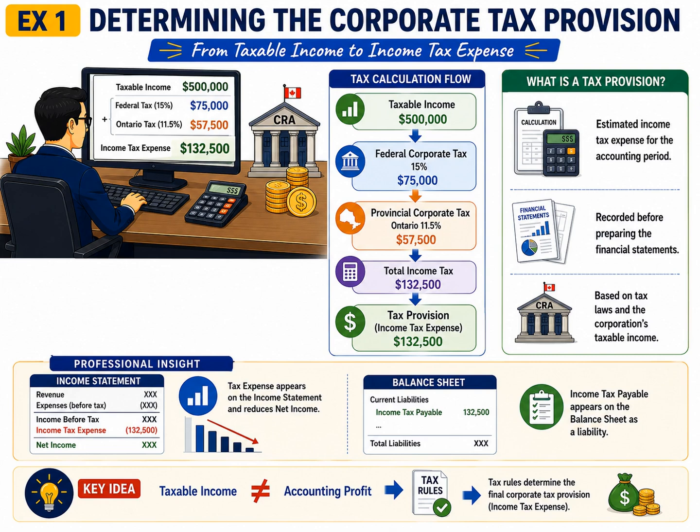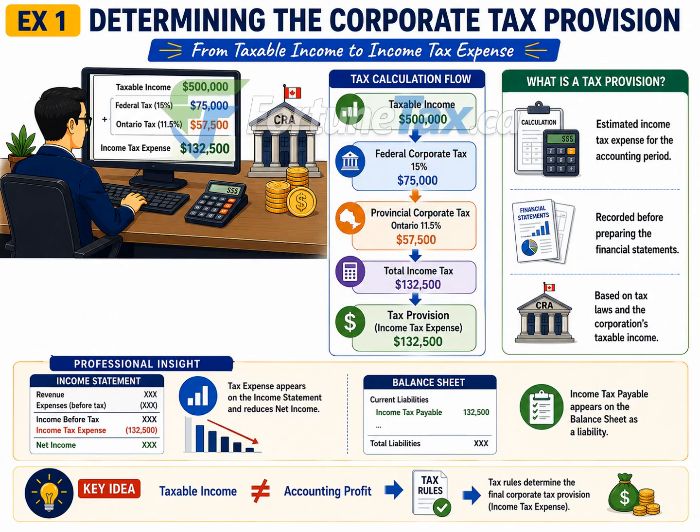Notice how the tax provision affects both major financial statements. On the income statement, it appears as income tax expense, reducing the corporation's net income after tax. On the balance sheet, the same amount is recorded as income tax payable, representing the corporation's obligation to pay the CRA.